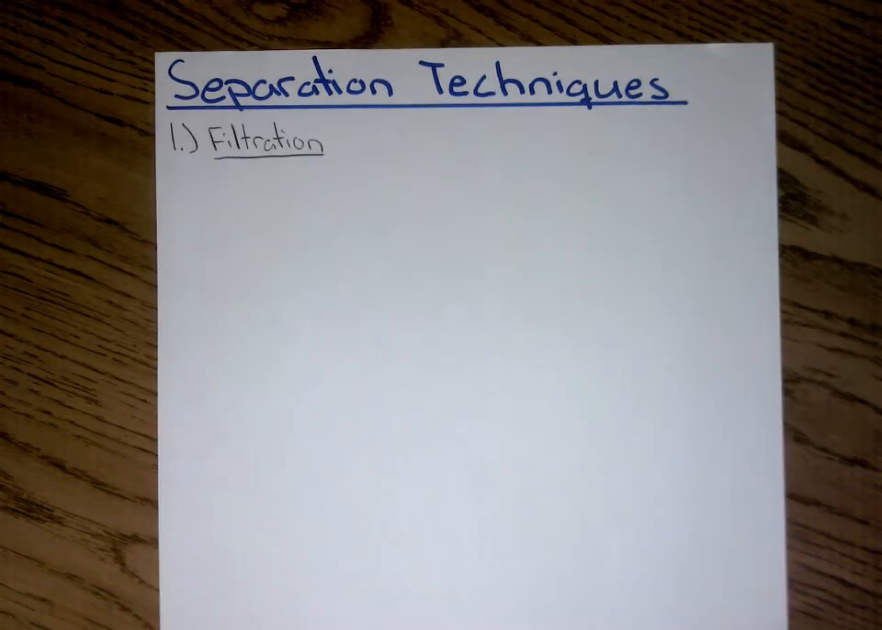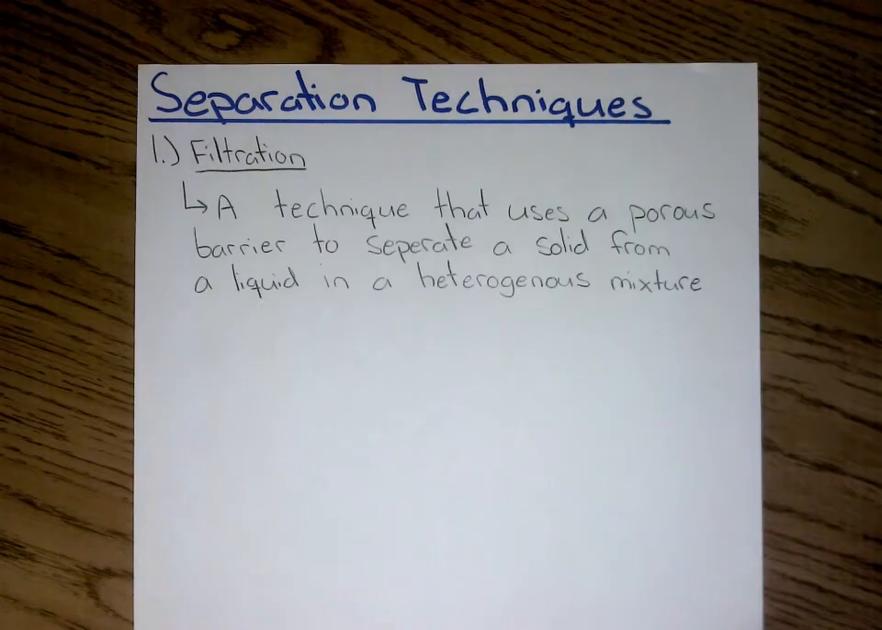Now, filtration is a technique that uses a porous barrier to separate a solid from a liquid in a heterogeneous mixture. What filtration does is it allows the liquid to pass through the porous barrier, and it's going to leave the solids trapped in that porous barrier.